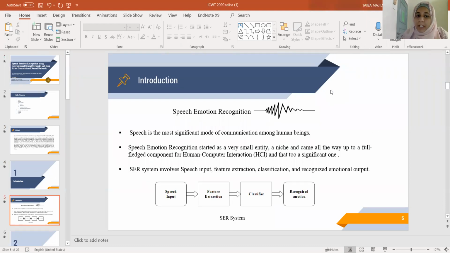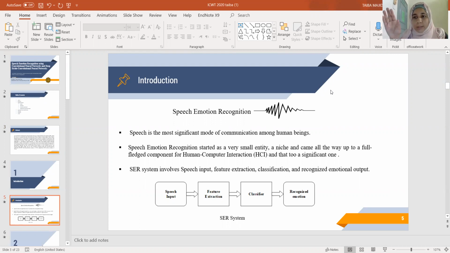Now the introduction. Speech is the most significant mode of communication among human beings, and it has also proven to be a proficient way of human-computer interaction. The speech signals consist of discriminative features as well as effective features. So in order to learn those features which are embedded in the speech, we go for speech emotion recognition. Speech emotion recognition is a classification methodology which processes and simultaneously classifies the speech signals to detect the emotions embedded in them.